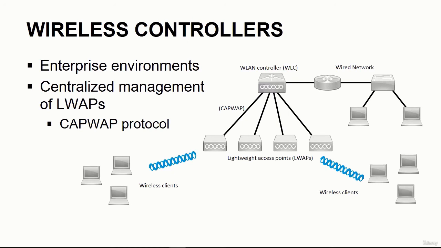So here you can see in this illustration, we have a very large enterprise network with many wireless hosts spread over a large area, and we have a lot of lightweight access points that are connecting those clients. And those lightweight access points are all managed together via the wireless or WLAN controller up at the top.